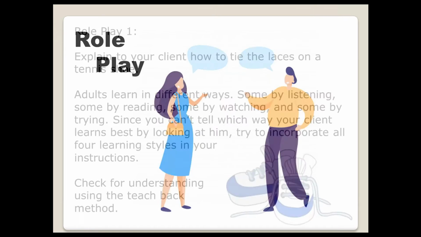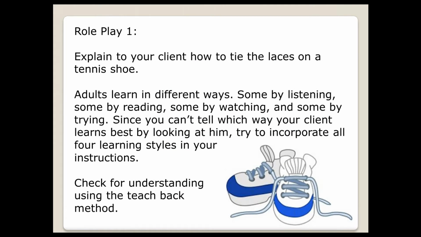In the first role play, you will explain to your client how to tie the laces on a tennis shoe. Now remember, adults learn in different ways, some by listening, some by reading, some by watching, and some by trying. Since you can't tell which way your client learns best just by looking at him, try to incorporate all 4 learning styles in your instructions, and then check for understanding using the teach-back method.